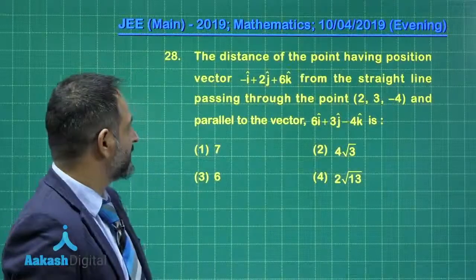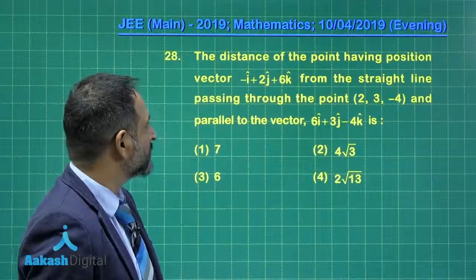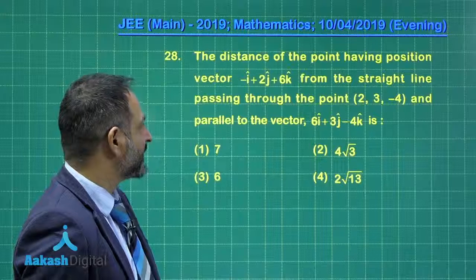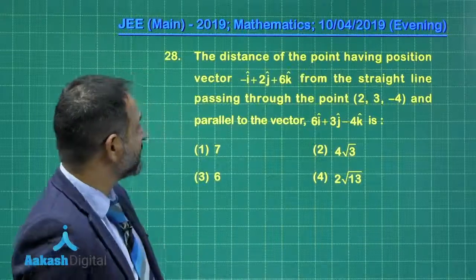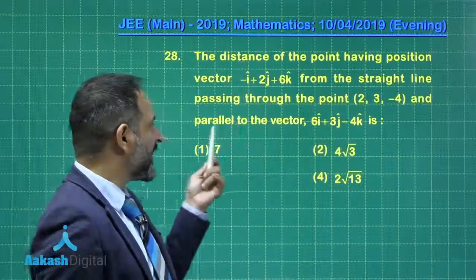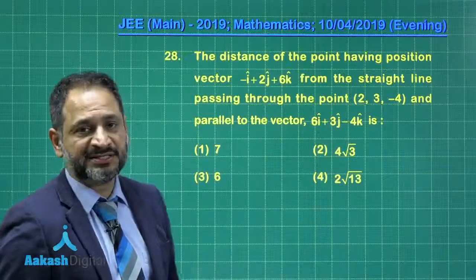The next question is from three-dimensional geometry. It is given that the distance of the point having position vector minus i cap plus 2j cap plus 6k cap, that is minus 1, 2 and 6, from the straight line passing through this point and parallel to this is what? Again a very easy one.